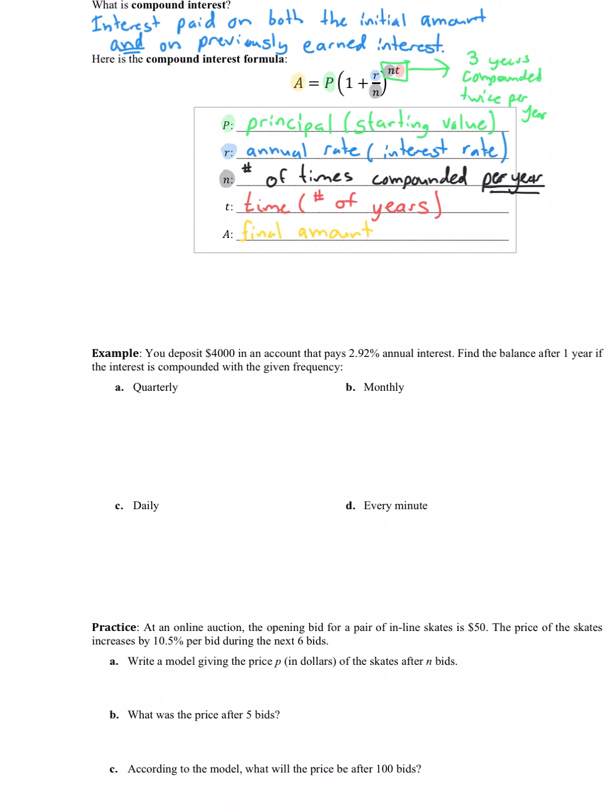And we'll start with this first one. It says you're depositing $4,000 into an account that's going to pay 2.92% annual interest. And we want to find the balance after 1 year if the interest is compounded the following ways. It's compounded quarterly, monthly, daily, and every minute for the entire year. So we're going to set them up one at a time here. Okay, because it looks a little intimidating, but it's really not too bad.